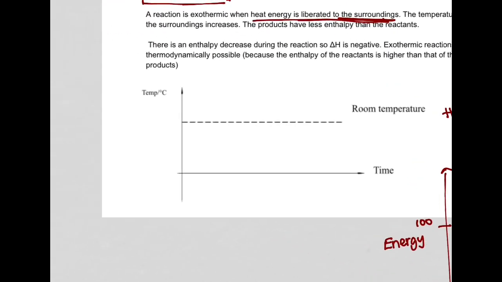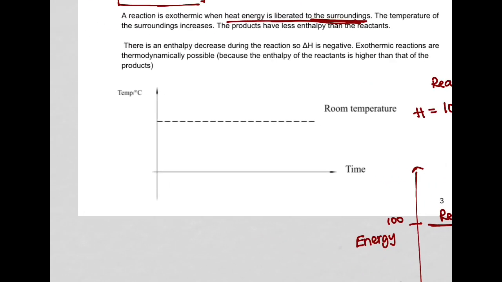Now, if you look at temperature against time, you will see that in an exothermic reaction, temperature will increase with time. So here, the reaction hasn't started yet. As soon as the reaction starts, temperature goes up, and when the reaction is over, temperature is going to go back to room temperature.